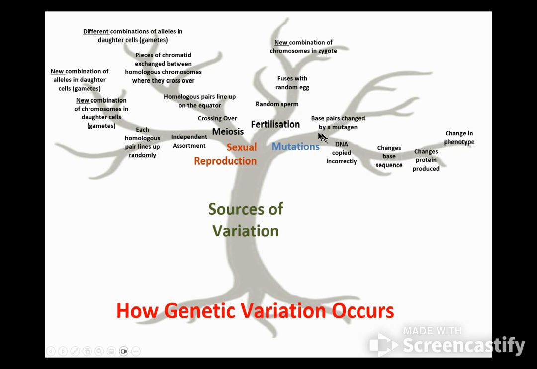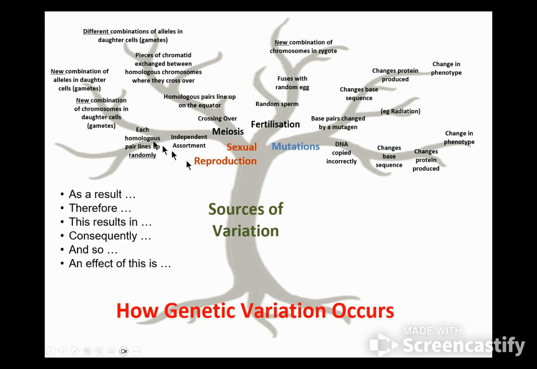The other way you could get a change is the base pairs were not changed due to an incorrect copying, but simply there was a mutagen like radiation, something like that, that upset the gamete. It might already have its DNA, but because of that radiation, it might change. So that's an example there, and that causes that change in base sequence, and therefore the change in the protein produced, and therefore the change in the phenotype.